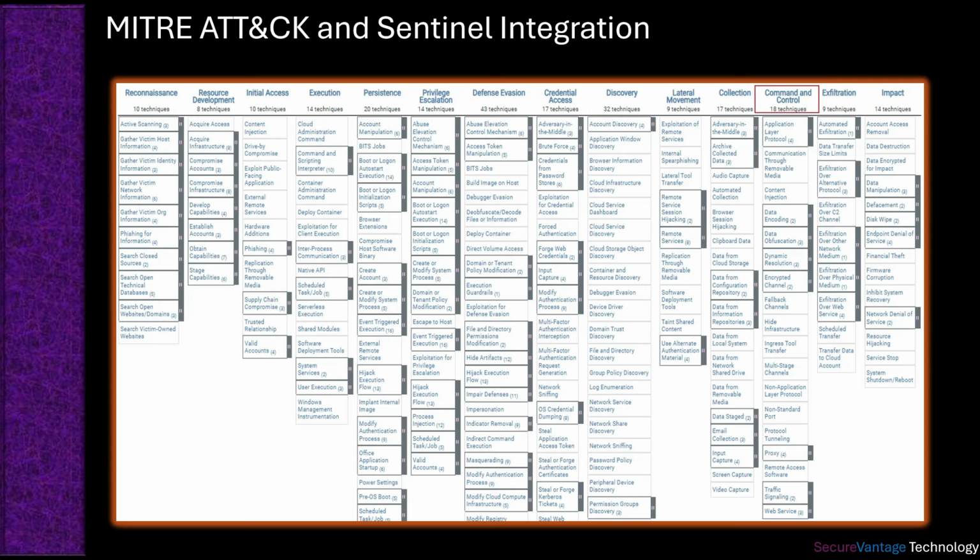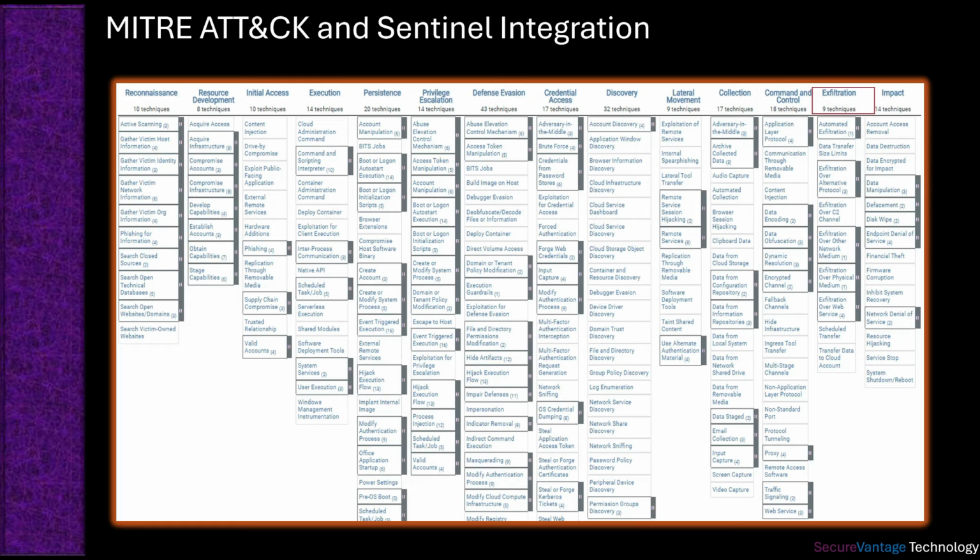The objective of command and control phase is to communicate with compromised systems to control them remotely. Attackers establish communication channels between their command server and compromised systems. This allows them to issue commands, transfer data, and maintain control over the compromised environment. Techniques used are web protocols such as HTTP or HTTPS, application layer protocol, encrypted channel, domain fronting, remote access software, etc.